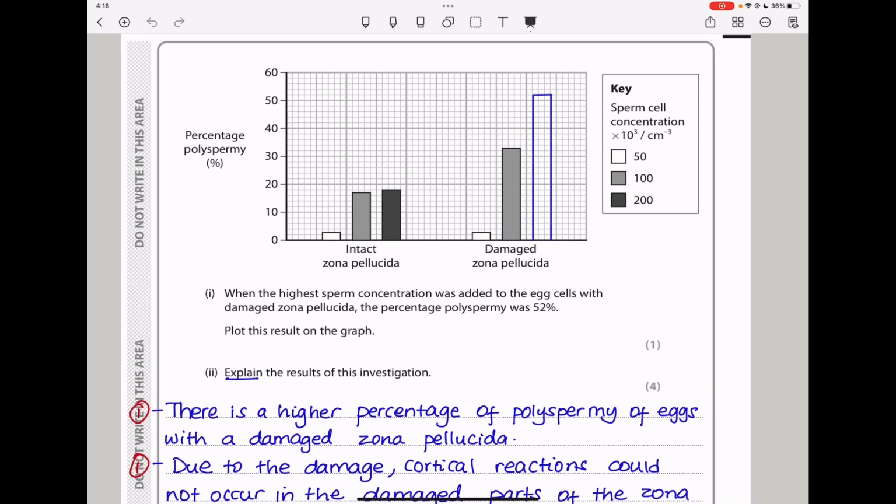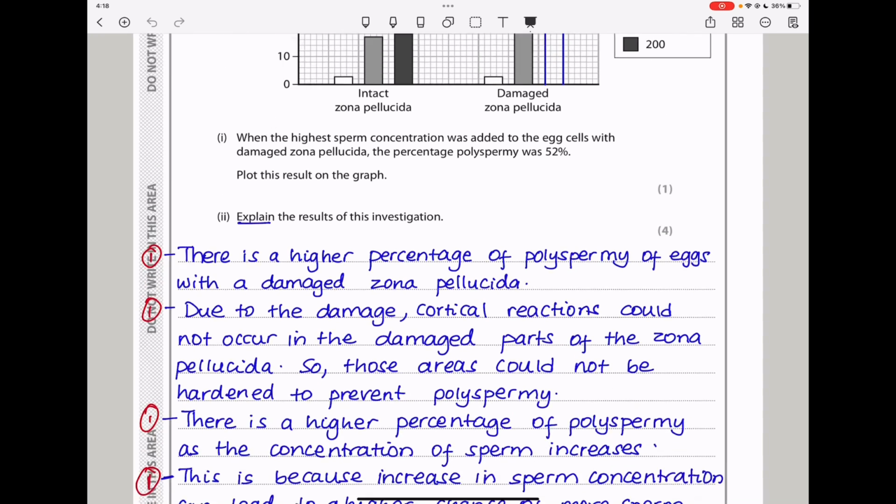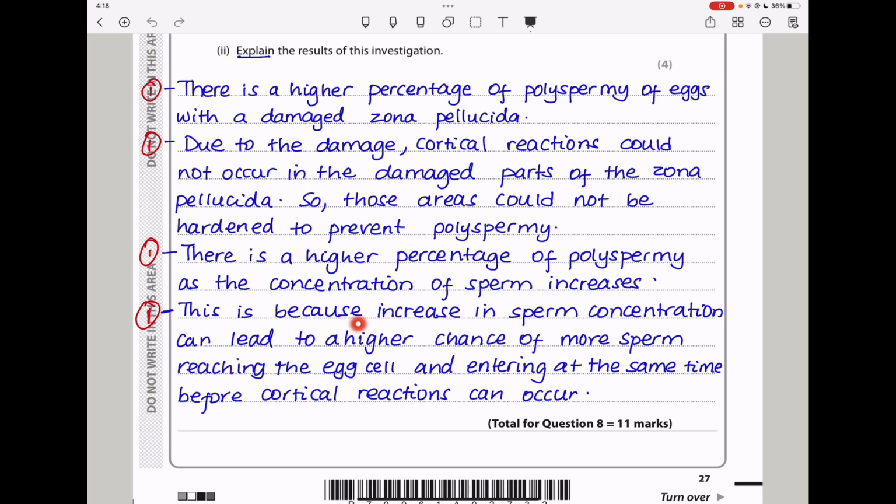I hope you can see that. Higher concentration from 50, which is that, 100, which is that, and 200, which is that, for all. As the concentration increases, there is a high chance of polyspermy. This is because increased sperm concentration can lead to a higher chance of more sperm reaching the egg cell and entering at the same time before cortical reactions can occur.